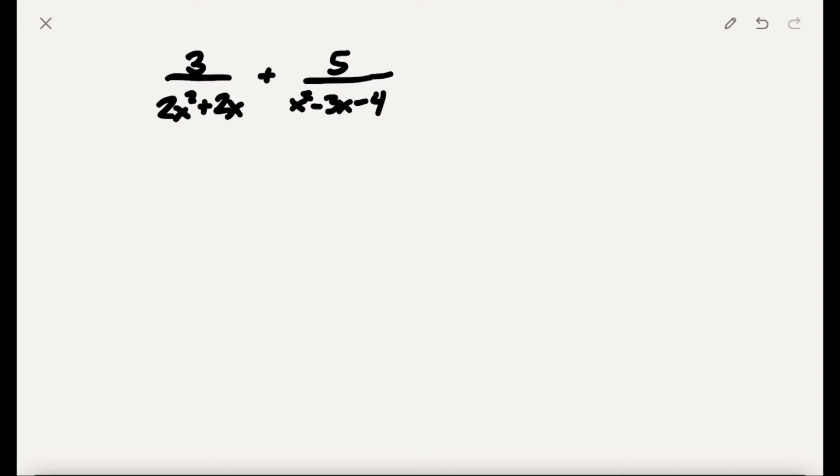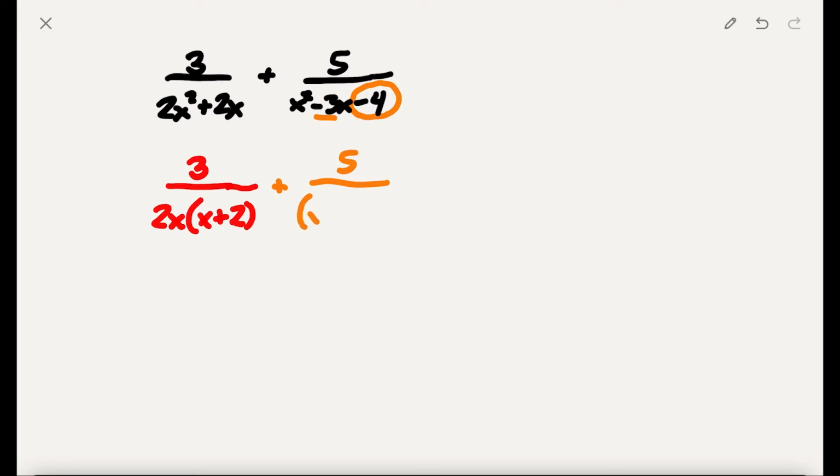Okay. First thing I'm going to do here is figure out common denominators, so I'm going to factor this out just so I can see it a little bit easier, see what I need to do to make this a common denominator. So I'm going to factor out a 2x from this one on the left. This other one, the denominator is a quadratic expression, and we have to think about two factors that multiply to -4 and add to get -3. Okay. So those two factors would be x minus 4 and x plus 1.